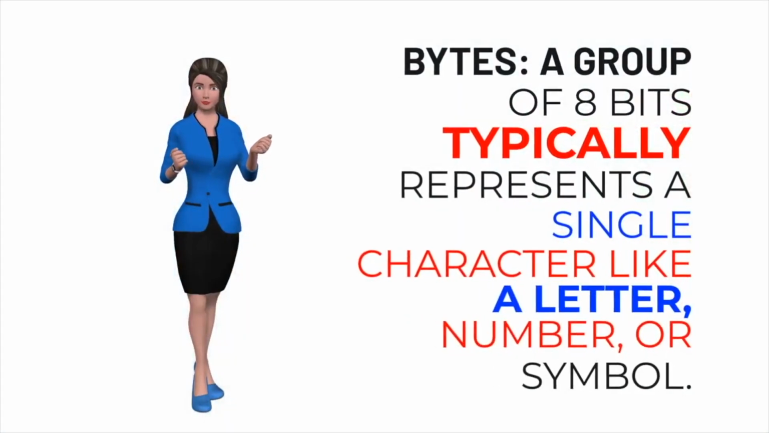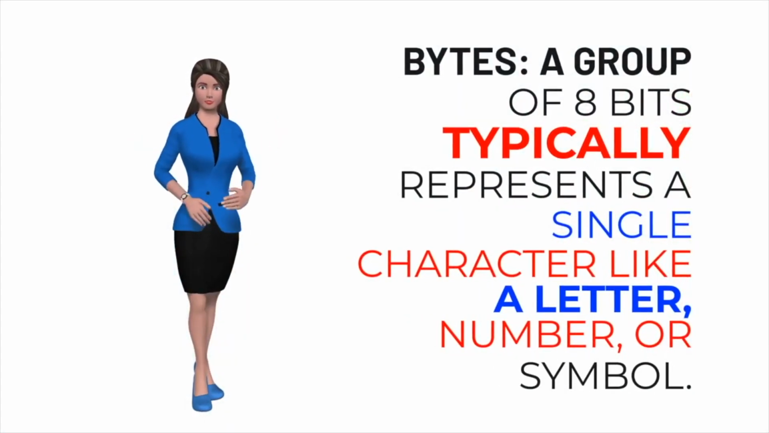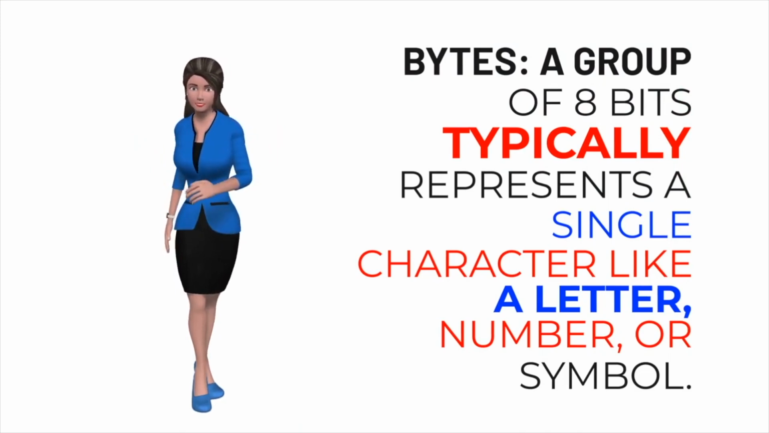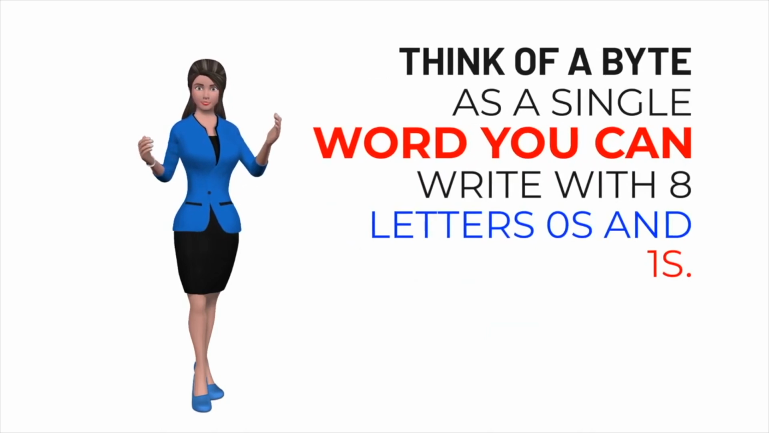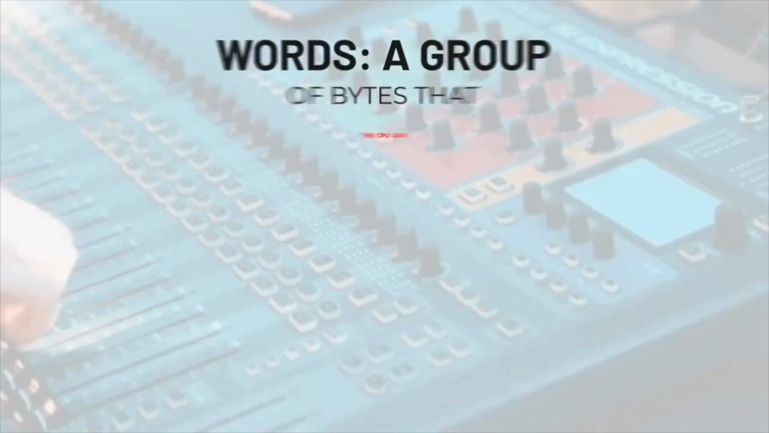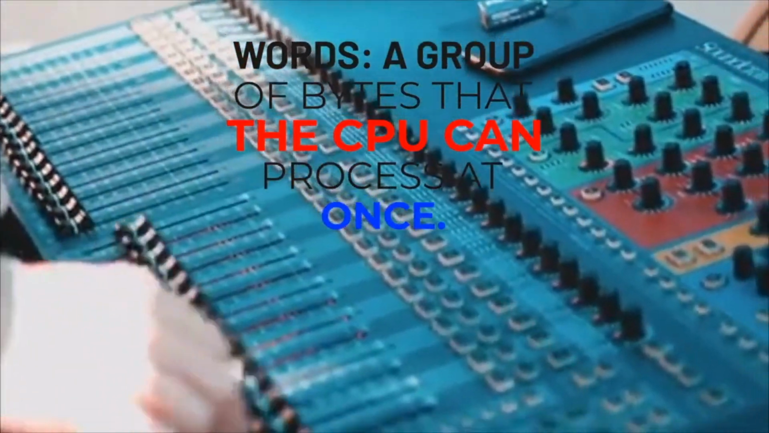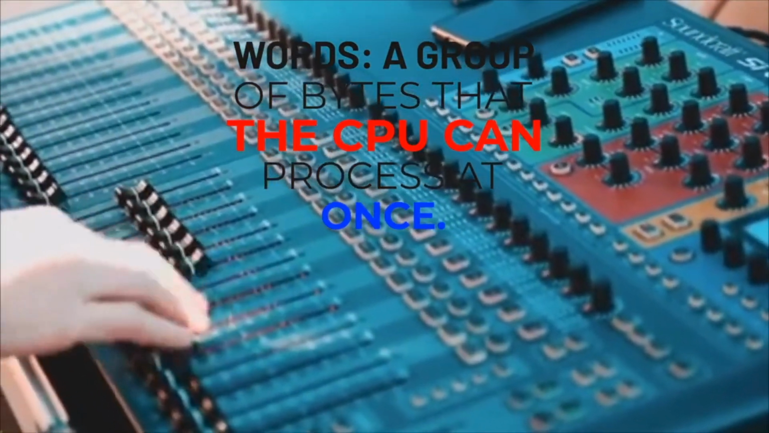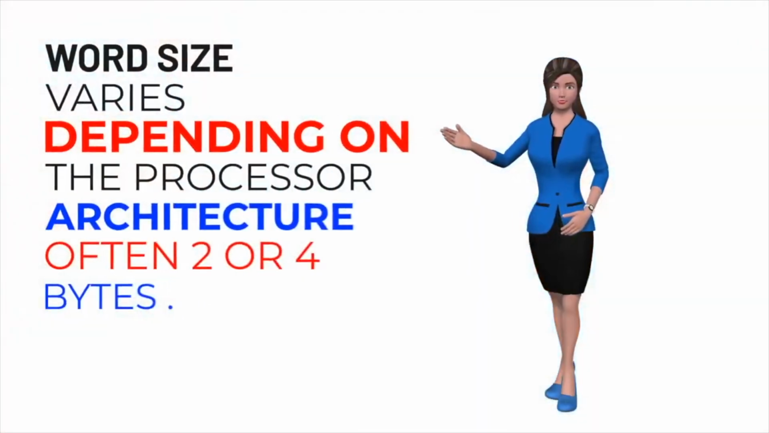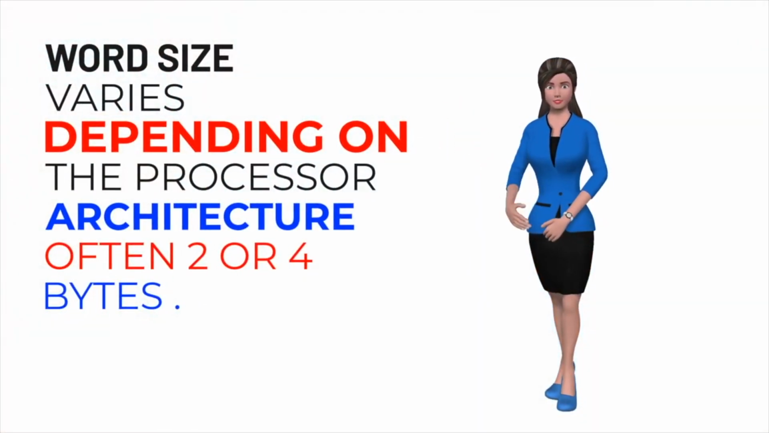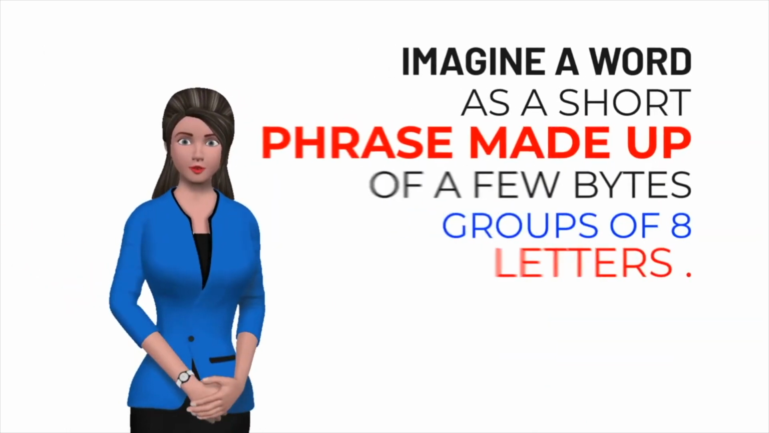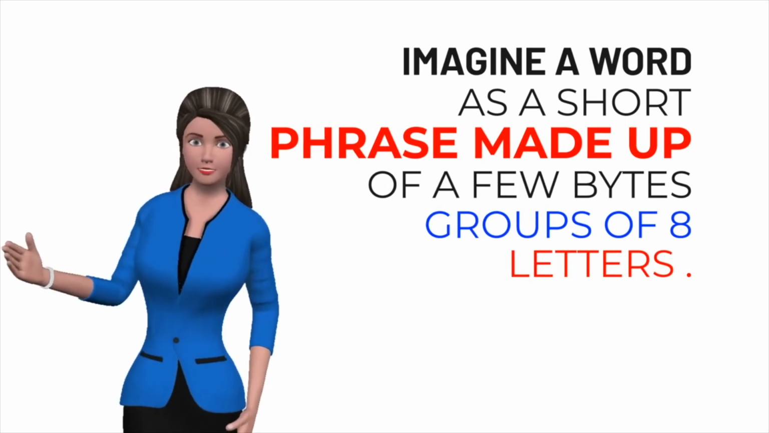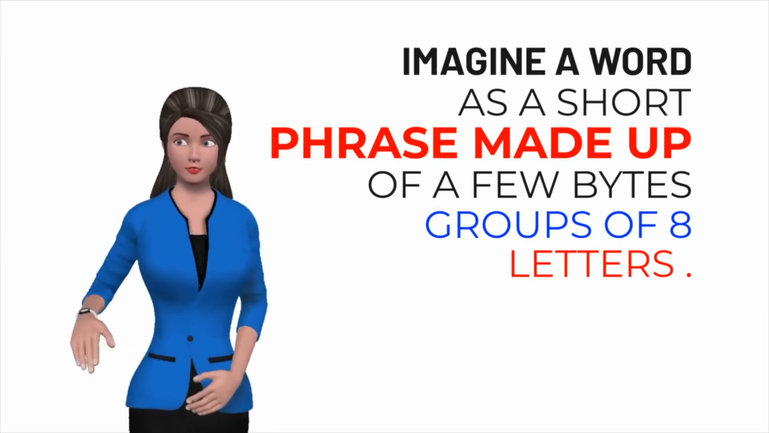Bytes. A group of 8 bits typically represents a single character like a letter, number, or symbol. Think of a byte as a single word you can write with 8 letters, zeros and ones. Words. A group of bytes that the CPU can process at once. Word size varies depending on the processor architecture, often 2 or 4 bytes. Imagine a word as a short phrase made up of a few bytes, groups of 8 letters.